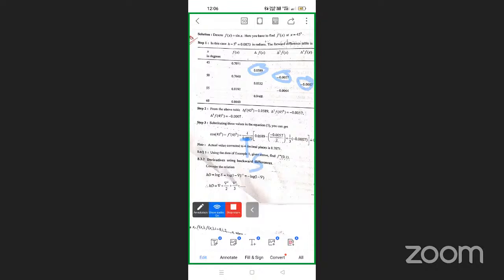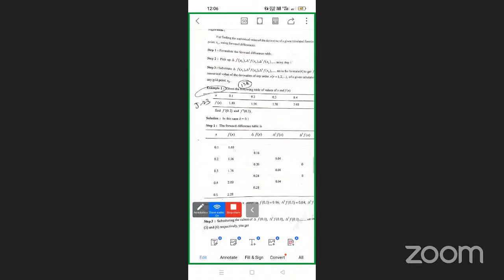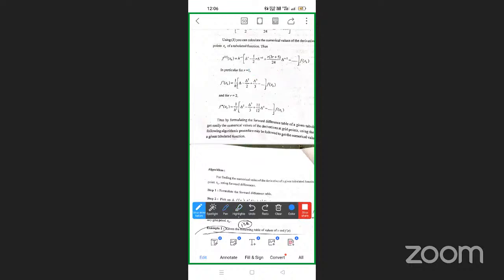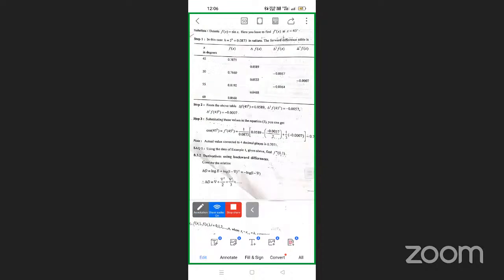So the formula is 1 by h, where h is nothing but the difference between intervals: delta minus delta square by 2 plus delta cube by 3. So this is the formula. Here, h is the difference between these values: 50 minus 45 is 5, 55 minus 50 is 5, 60 minus 55 is 5. So here h is 5.